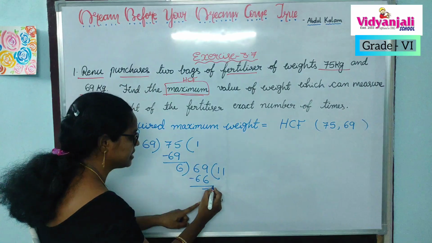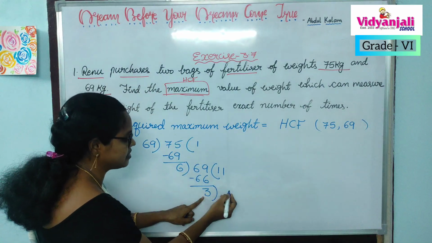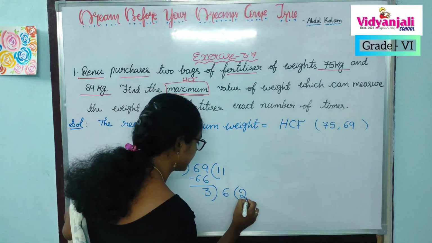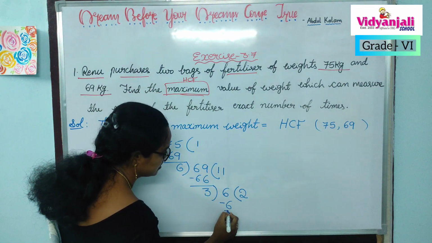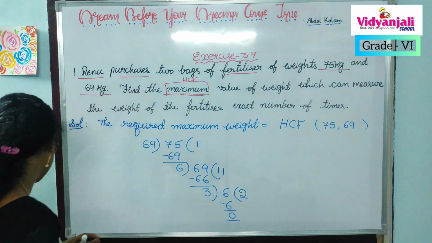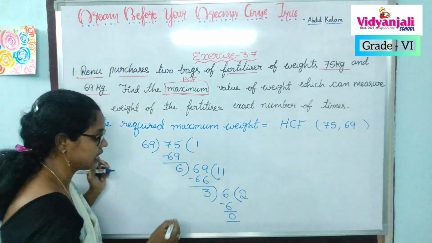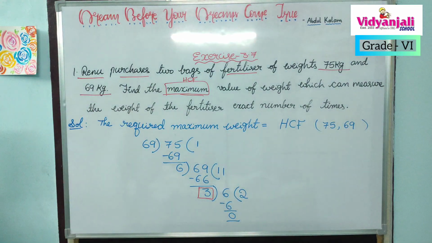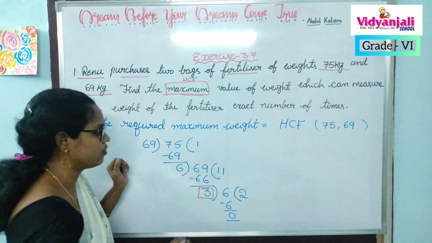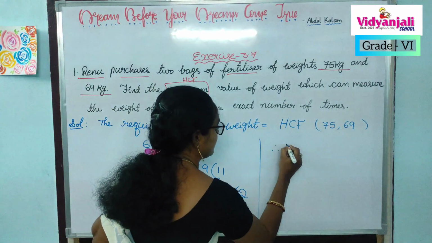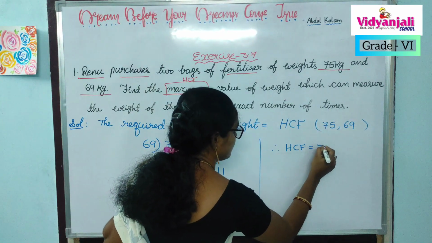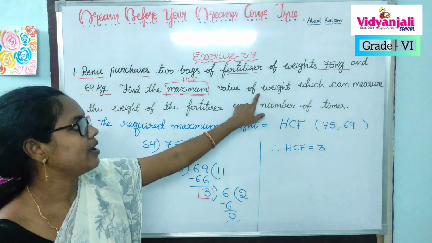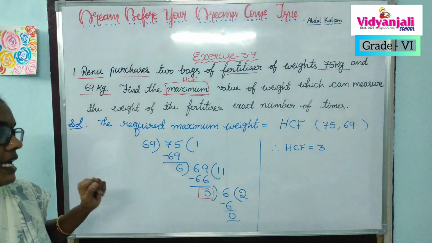And what next? Its previous divisor comes in, right? In 3 table, 3 2s, 6. We got 0. Then what is the HCF? We know that the last divisor is the HCF, right? Therefore, HCF is equal to 3. That means the required maximum value of the weight is 3 kg.